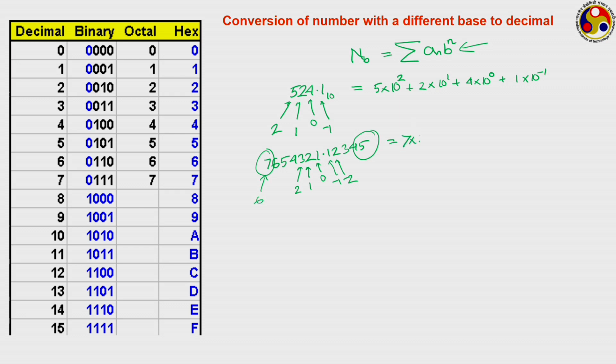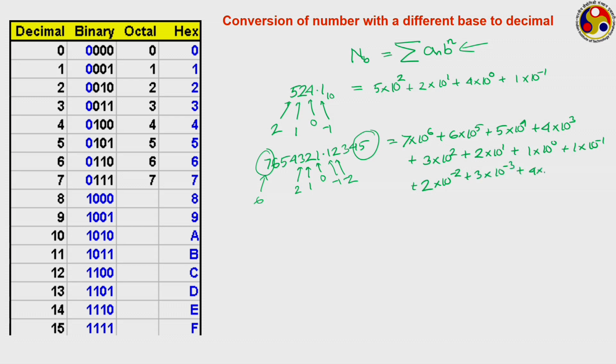So it will be 7 into 10 to the power 6 plus 6 into 10 to the power 5 plus 5 into 10 to the power 4 plus 4 into 10 to the power 3 plus 3 into 10 to the power 2 plus 2 into 10 to the power 1 plus 1 into 10 to the power 0 plus 1 into 10 to the power -1 plus 2 into 10 to the power -2 plus 3 into 10 to the power -3 plus 4 into 10 to the power -4 plus 5 into 10 to the power -5. So this way we can expand any number in this summation form.